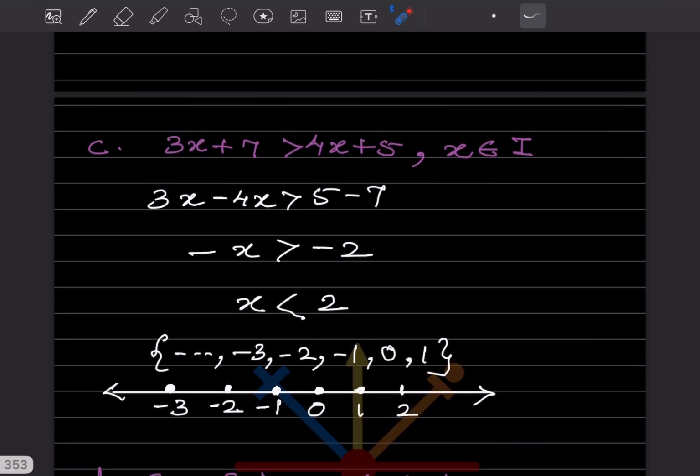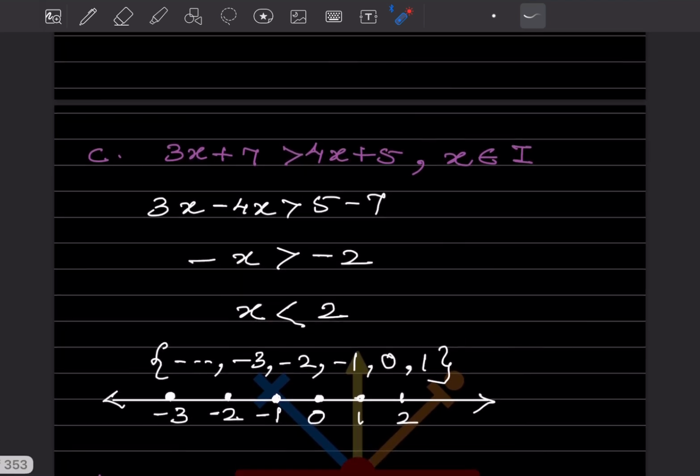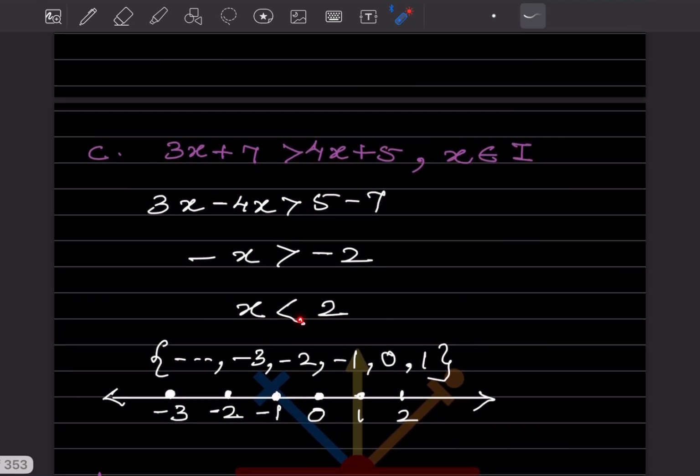So here what we can do now, x is greater than 2 means here will be this x is less than 2. So minus x is greater than minus 2, and here x is less than 2. So here we have to show the integers.